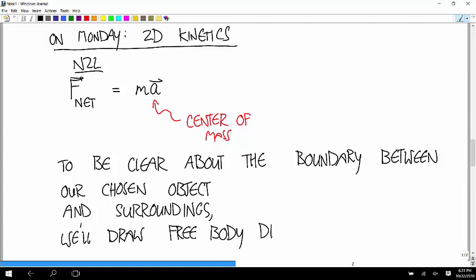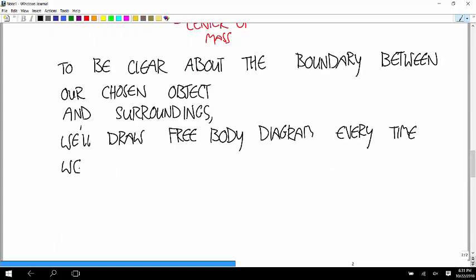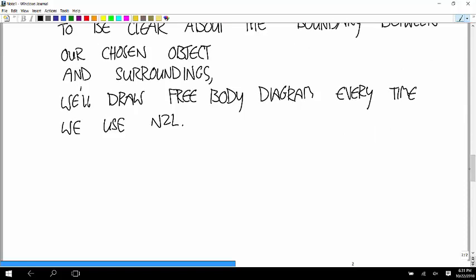Free body diagram. Every time we use Newton's second law. And so if you use Newton's second law without a free body diagram, in this class, I'm going to take off a small number of points, just to make sure that you get in this habit.